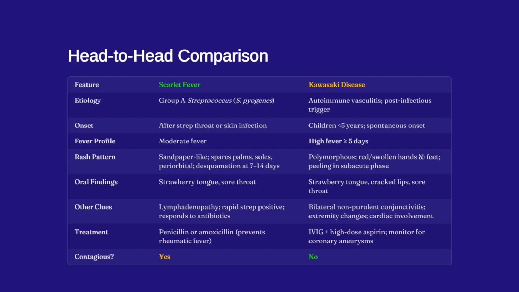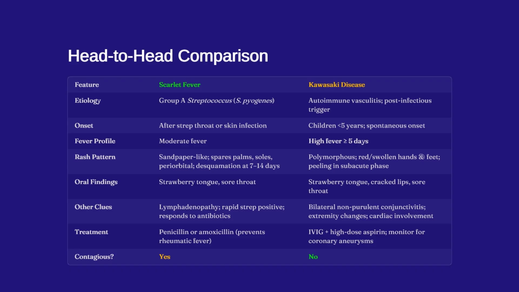In the findings, you see that scarlet fever has strawberry tongue and sore throat, which is the same in Kawasaki. They have strawberry tongue, cracked lips, and sore throat too. In other clues, scarlet fever has lymphadenopathy, rapid strep positive, and response to antibiotics. But in Kawasaki, they have a bilateral non-purulent conjunctivitis and also extremity changes and cardiac involvement.